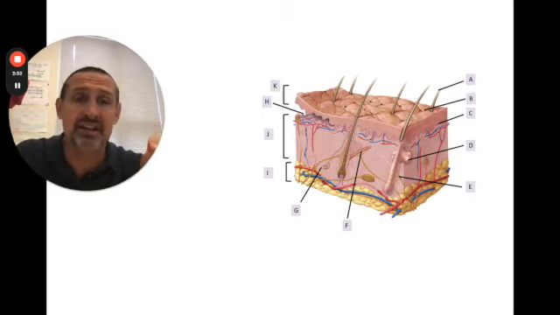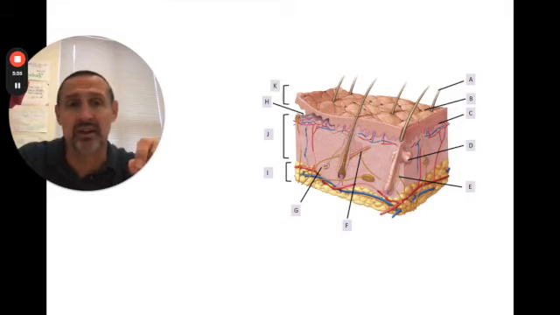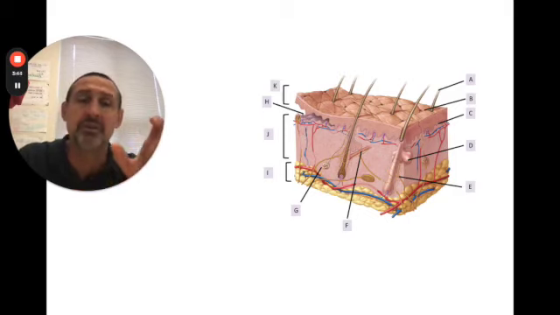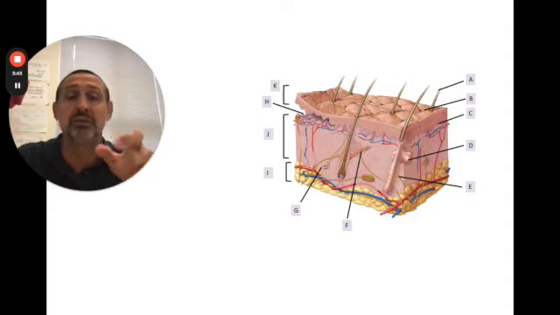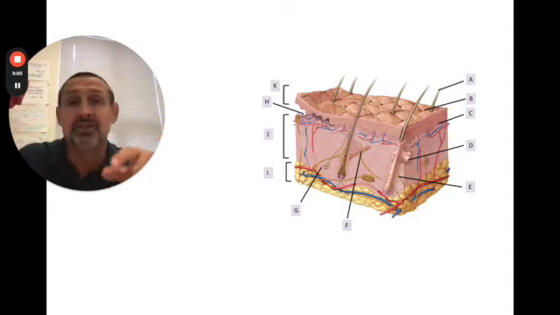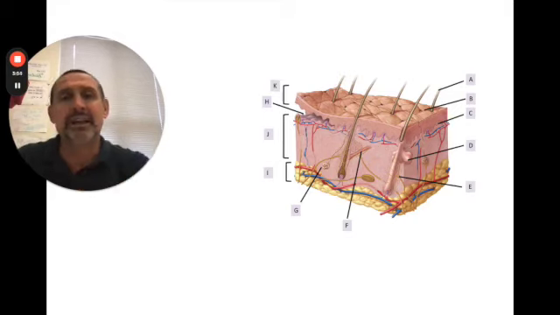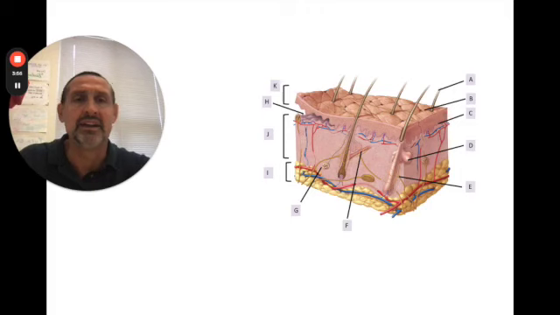Back over to the other side, D is pointing to a sebaceous gland or oil gland. E is pointing to a nerve ending attached to the hair follicle. F is pointing to a little tiny muscle called an erector pili muscle. It makes your hair stand on end. It's what gives us goosebumps. G is pointing to a sweat gland. So those are some of the main structures that we would find in the integumentary system.